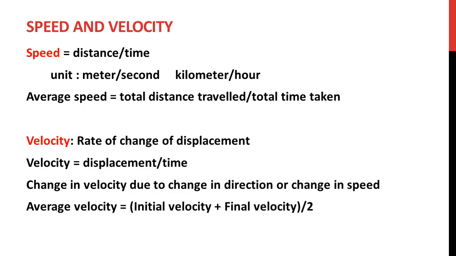As I mentioned, speed is distance divided by time. Here the distance is a scalar quantity, so speed is also a scalar quantity. In velocity, the formula is displacement divided by time. Here the displacement is a vector quantity, so velocity is also a vector. In speed, we just measure the magnitude. We do not consider the direction. Whereas in velocity, we measure both the magnitude and also the direction in which the object is moving.